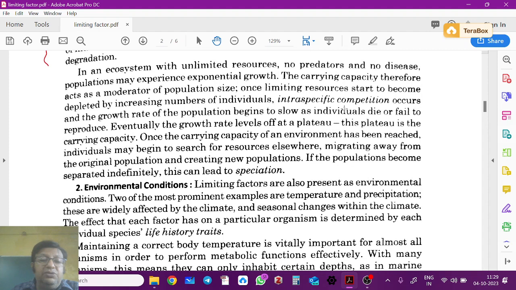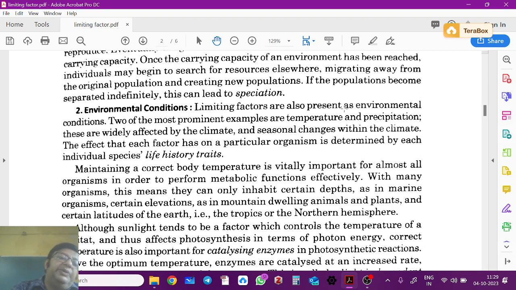Next, let us go to the next point, which is environmental conditions. For example, with lots of rain, plants which like dry weather cannot grow there. Or because of wet, humid weather, you'll see fungus growing and they die of fungal disease.